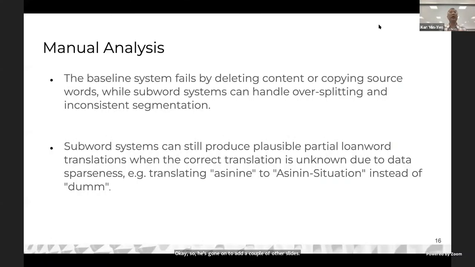Again, I'm watching time, making sure we can cover it quickly. What we said before is that there are certain cases of subwords that don't work very well. And so there are subsystems that handle the case where you split the morphemes too much, so you need to aggregate them together, or having inconsistent segmentation. That happens a lot when you have tokens that have some type of dependency.